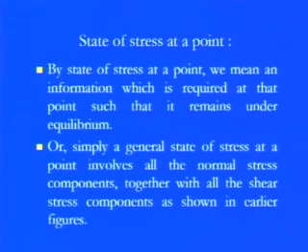So if you want to define the state of stress, the minimum components we need are the 9 components, as we have discussed in the Cartesian and the cylindrical coordinates. By the state of stress at a point, we mean the information required at that point such that it remains in equilibrium under the application of these forces. A general state of stress at a point involves all normal stress components together with all the shear stress components, as shown in the previous figure.